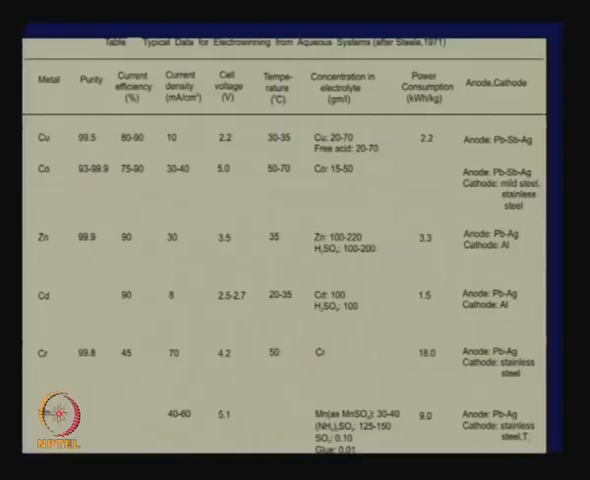Yeah, you see, this is the typical data for electrowinning from aqueous systems. For copper, it is 80 to 90. For cobalt, it is 75 to 90, which means here the rest of the current is going elsewhere. For zinc, 90% of the current is being used properly in dissociation of the zinc salt dissolved in it, but the 10% is going elsewhere.